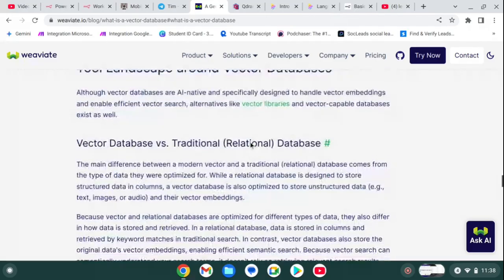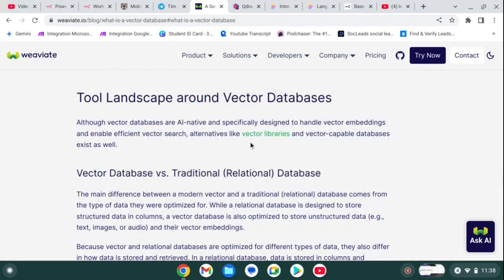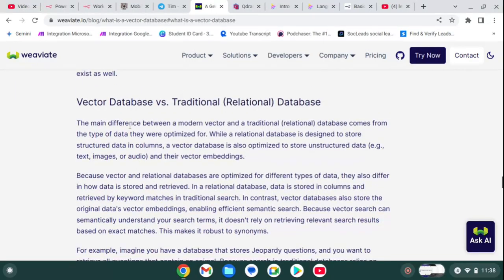You can see the landscape around vector databases. Although vector databases are natively specifically designed to handle vector embeddings and enable efficient vector search, alternatives like vector libraries and vector capable databases exist as well. Vector database versus traditional database.